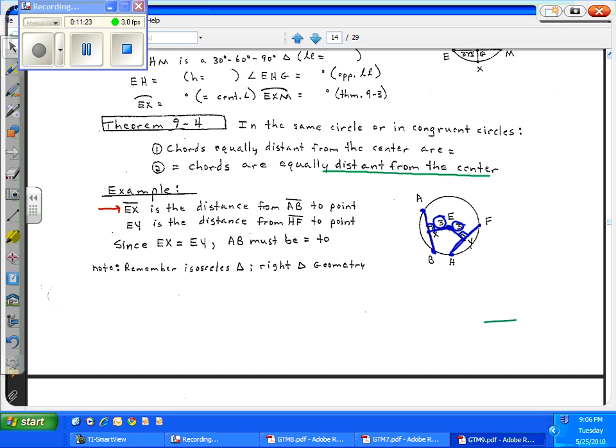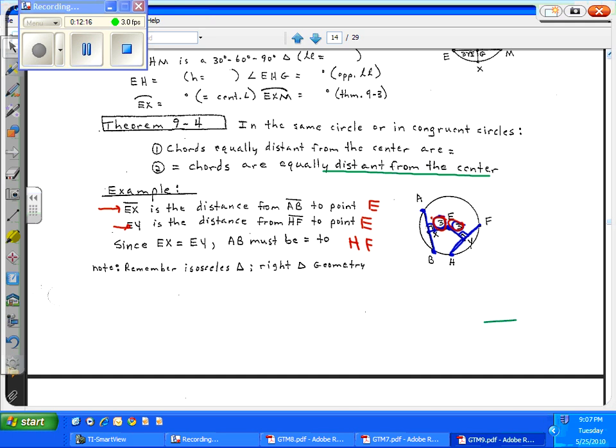So EX, which is 3, is the distance from chord AB to the center point E. EY is the distance from chord HF to the center point E. Since EX equals EY, they're both 3. Since they're both equally distant from the center, in other words, then chord AB must be equal to chord HF. The length of chord AB is equal to the length of chord HF.